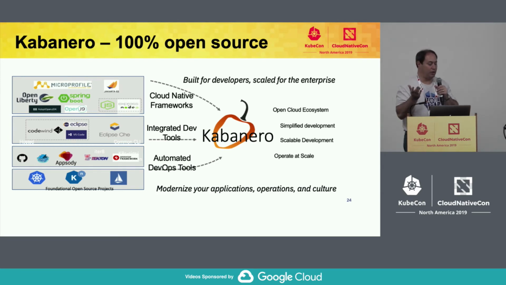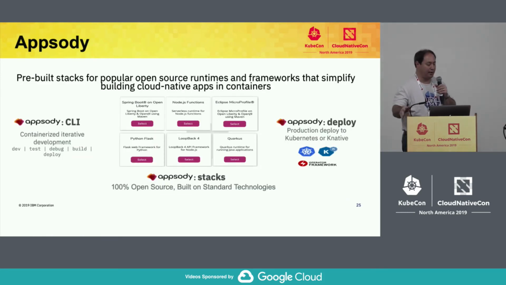And so one of the projects we have is Kabanero, and it's got a lot of associated projects with it. We'll talk about what they do, but it's going to provide some cloud native frameworks, integrated development tools, automated DevOps tools, give you some options to help you modernize your applications and move them to a cloud native environment. And this is all built on standard best practices for running in cloud native environments.